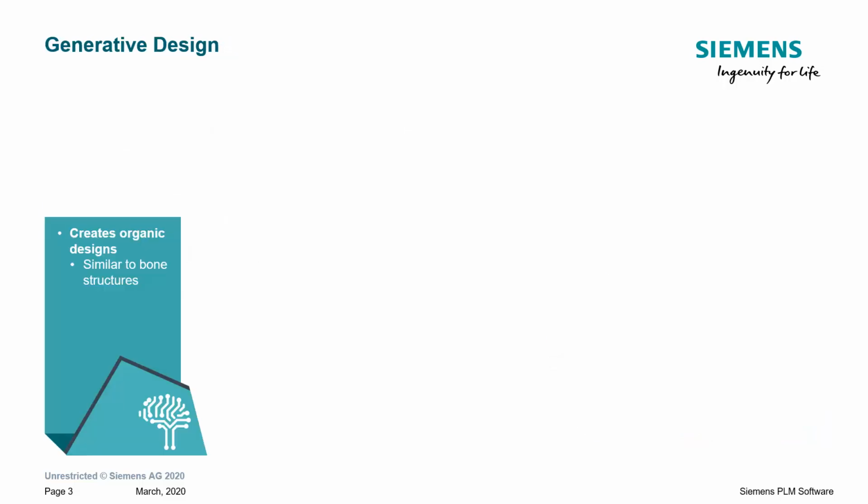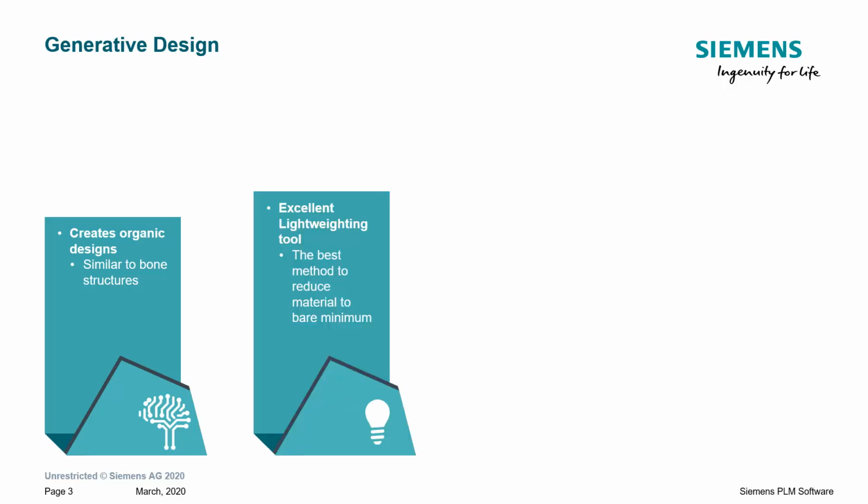There are some things we need to understand about generative design. For one, it generally creates an organic looking design, similar to a bone structure in a skeleton. It is an excellent lightweighting tool. It may be even the very best method to reduce material to a bare minimum.